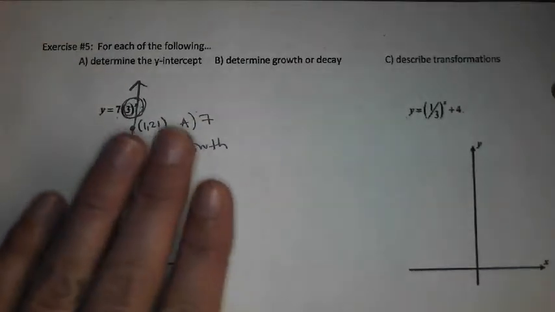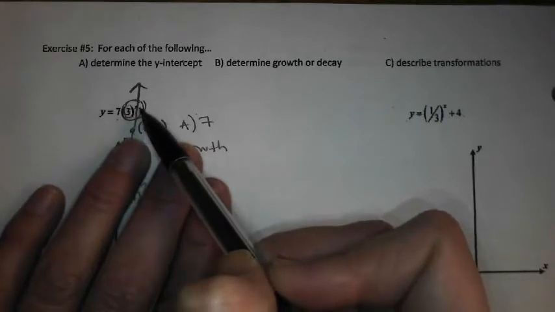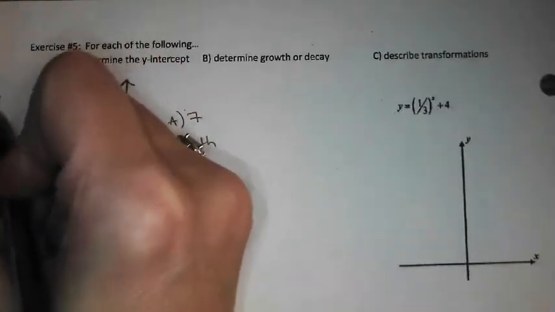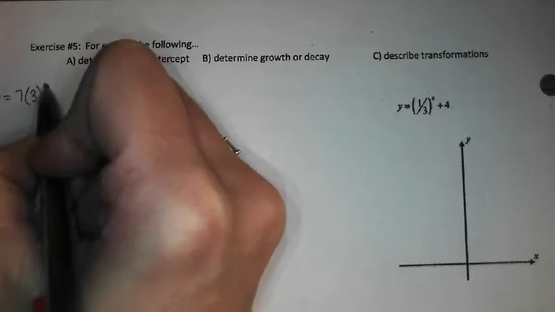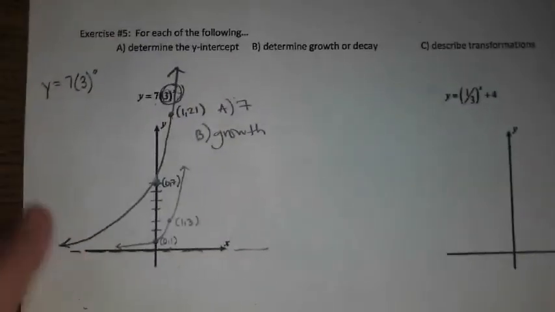But if we didn't have the graph to find the y-intercept, you just plug in 0, right? Y equals 7 times 3 to the 0 power. Order of operations says you raise 3 to the 0 power first, get 1. 7 times 1 is 7.